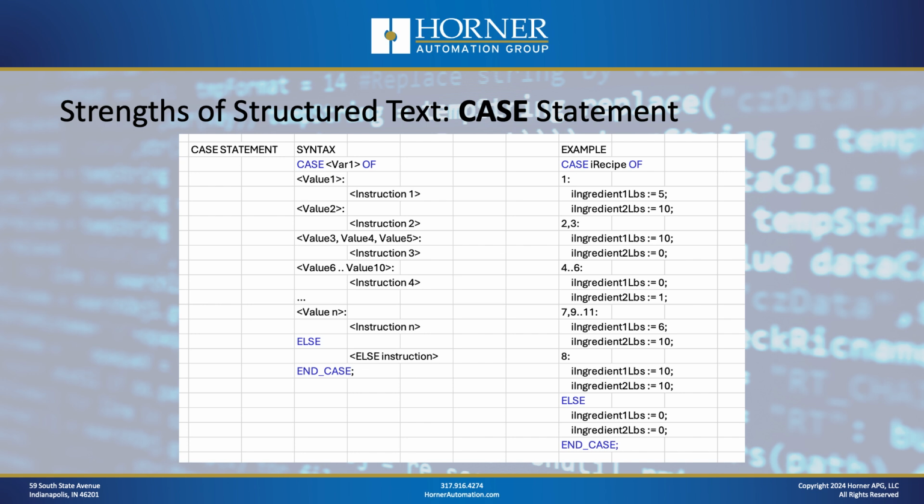This is extremely handy. Let's say you have a state machine, you're using state logic in your system, and you're looking at one variable, and the value within that variable defines the state that you're in. You may want to use the case statement because it would just go through that list until it finds the true condition for that variable. It will do the instructions that are there and then jump out of the case.